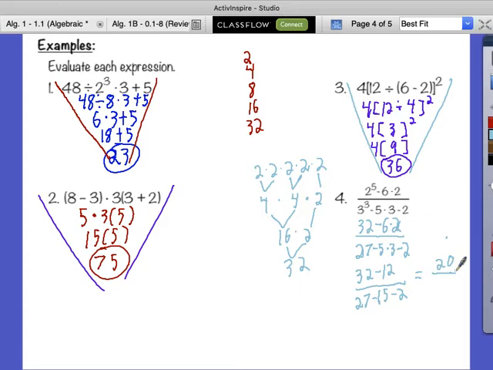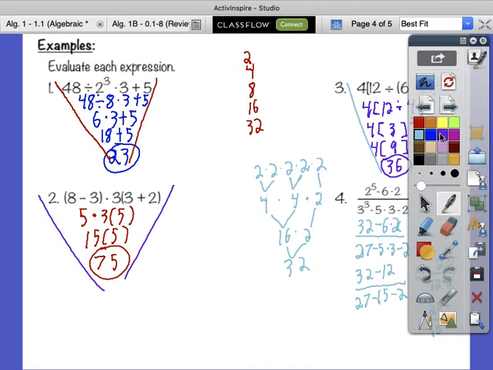Okay, I heard some yes and some no. Let's talk about right to left. I heard yes and I heard no. So let's try it. Let's do 27 minus 15. What is 27 minus 15? 12. Okay, so we'd be left with 12 minus 2. What is 12 minus 2? Okay, so we have 20 over 10 this way.